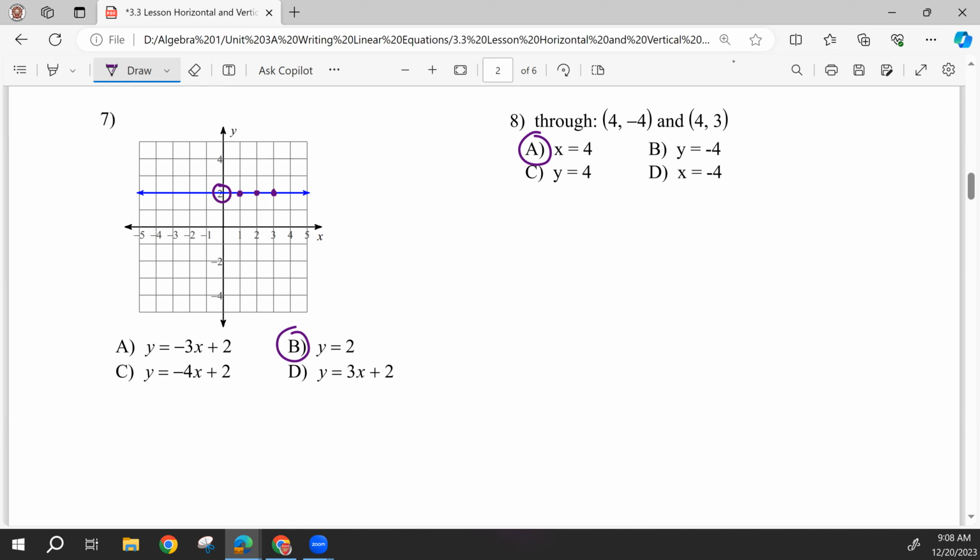And in our last one, we need to calculate the slope, or we can notice that the x value is the same for both of these, so we can choose x equals 4. If you were to calculate the slope, you would get -7/0, which is undefined. And so a line with undefined slope is vertical, and it has an equation x equals whatever the x value is. In this case, it's 4.